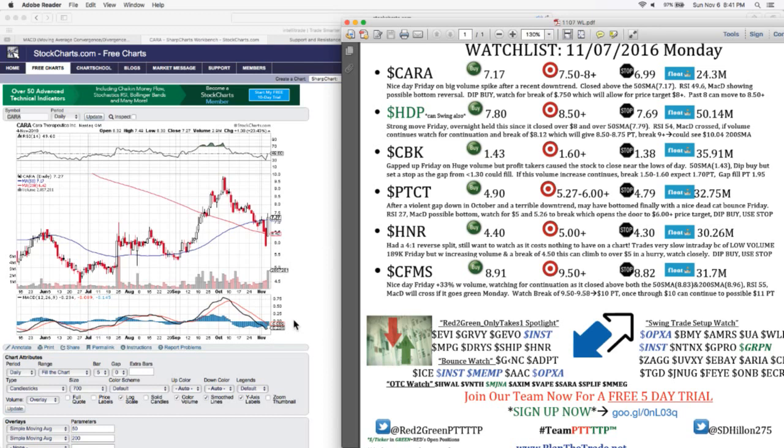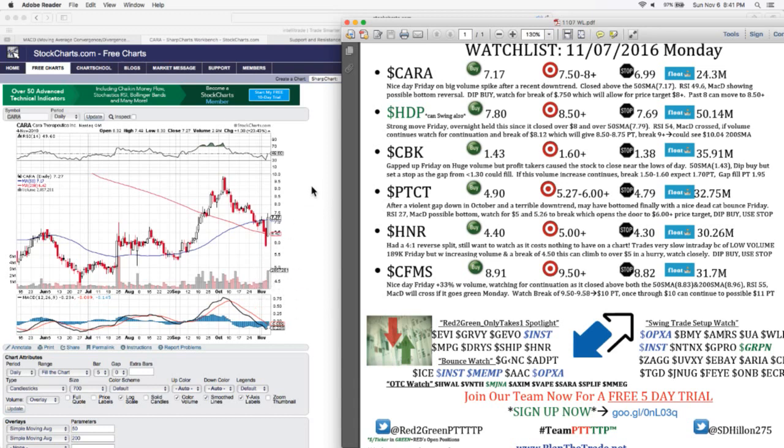Okay, but now, why do I like it? Look, you can see the MACD tried to bottom. It's starting to come back up. So this could also be looked at as a potential swing in CARA. Reason I like it, let's see what it said. Nice day on Friday, big volume spike. Okay, we're looking at volume.